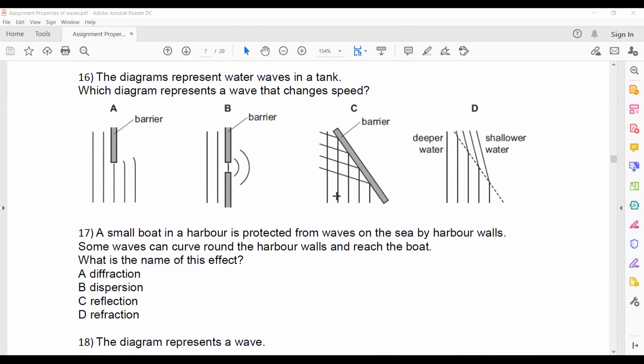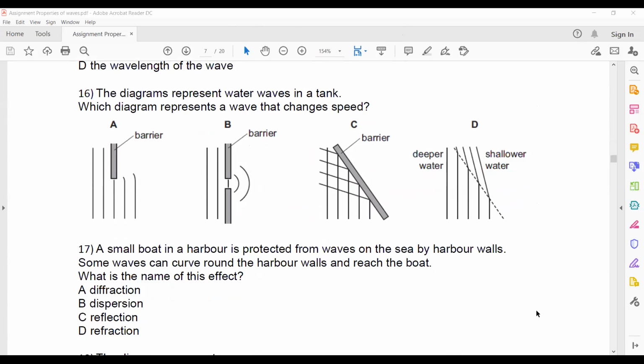Question 16. What could be the answer? Which diagram represents the water waves in the tank? Which diagram changes the speed? So in case of D, the water waves are changing the speed.